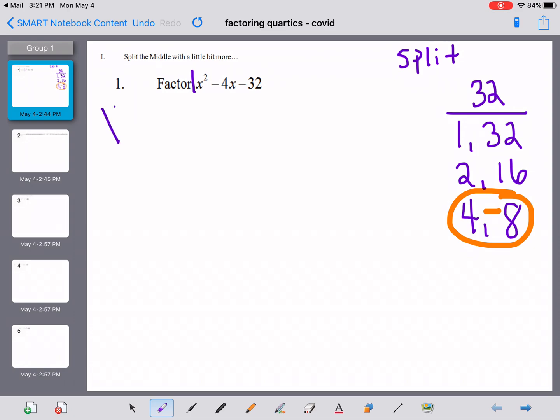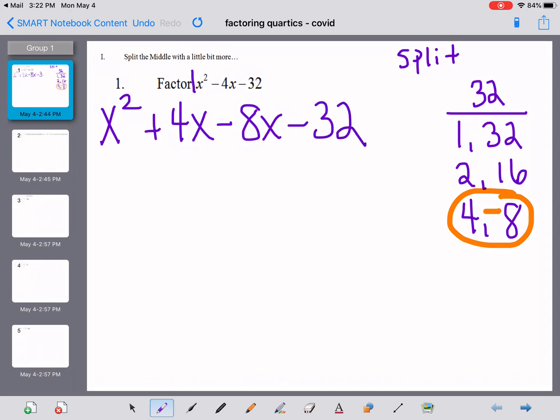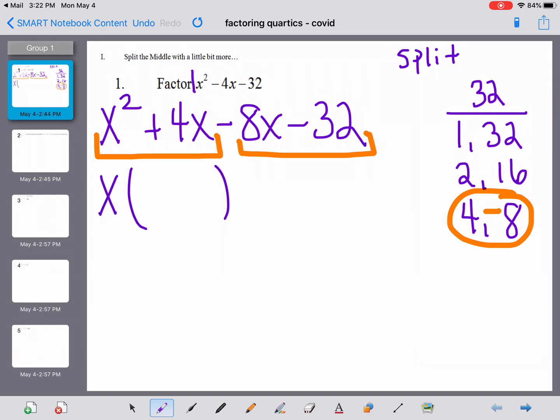So we've got x squared plus 4x minus 8x minus 32. And we're going to group here and here. If we take a look at the grouping, then in our first group, the greatest common factor is an x, the lowest exponent. X squared divided by x is x. 4x divided by x is 4. Be careful here, there's a minus in between there.